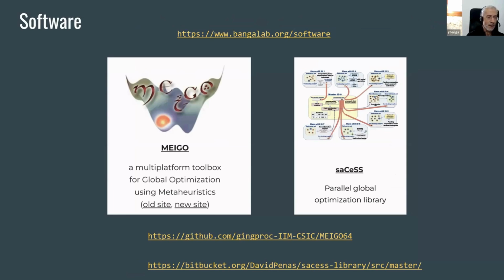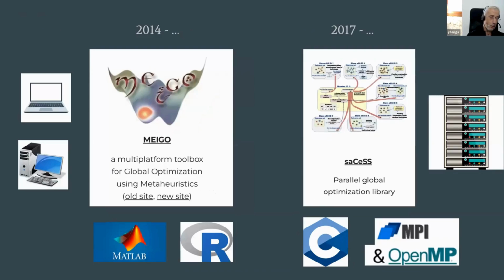And saCeSS was a more recent addition where we rewrote part of the MEIGO code to be able to run it on clusters and supercomputers. So MEIGO, there are actually two toolboxes. One is written in MATLAB, another one is written in R. And MEIGO, in principle, is the tool that you would like to use when your problem can be solved on a laptop or a workstation.